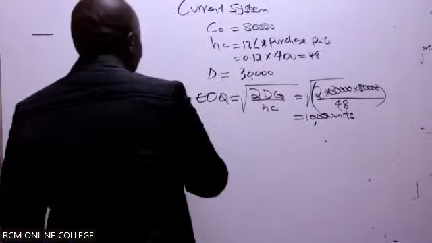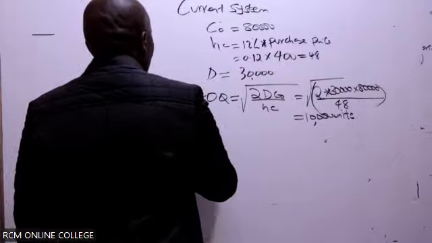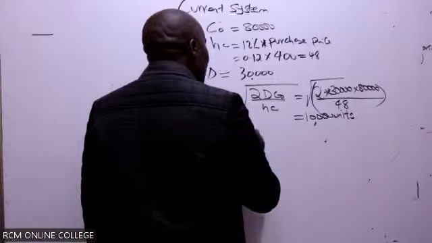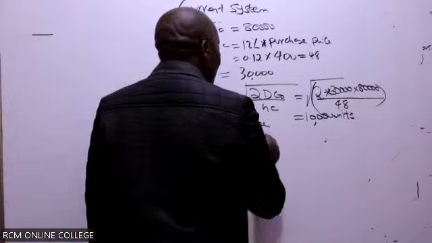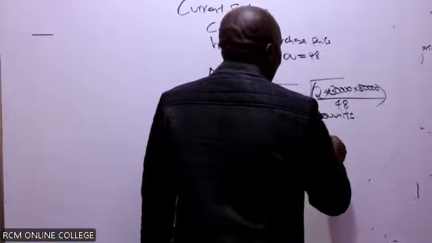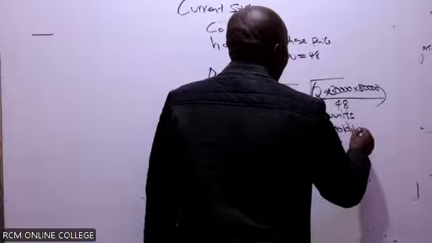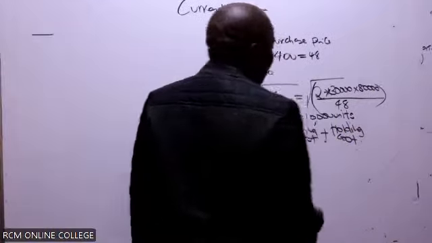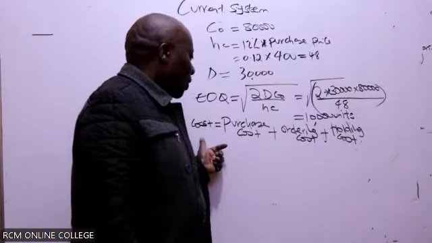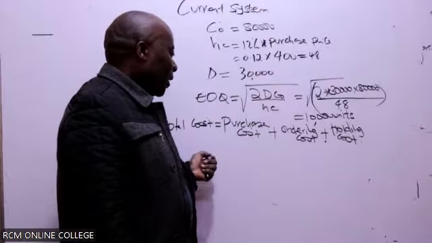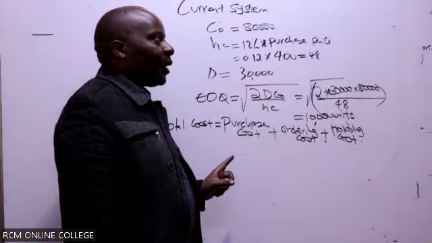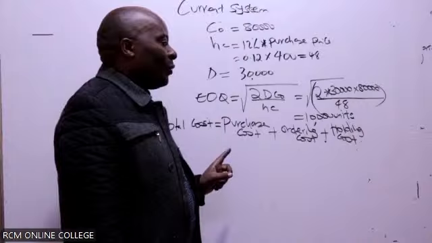So then give me total cost. So remember total cost, we normally take the purchase cost plus ordering cost, plus in this case, holding cost. So anytime they want us to give them the total cost of inventory, we shall always take the purchase cost plus ordering cost. And then we have in this case holding cost.